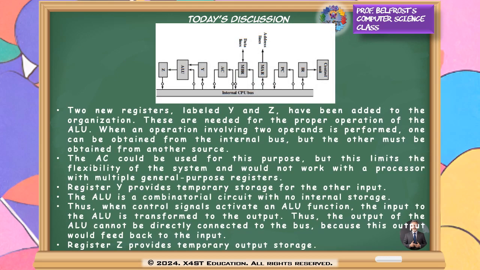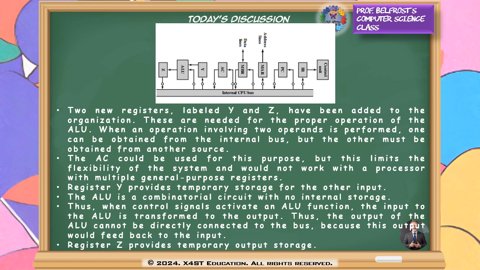I rotated it 90 degrees, so maybe you need to rotate your head to see this. There are two new registers present here, labeled Y and Z, that have been added to this organization, and these are needed for the proper operation of the ALU. When an operation involving two operands is performed, one can be obtained from the internal bus, but the other must be obtained from another source. The AC could be used for this purpose, but this limits the flexibility of the system and would not work with a processor with multiple general purpose registers. Register Y provides temporary storage for the other input.